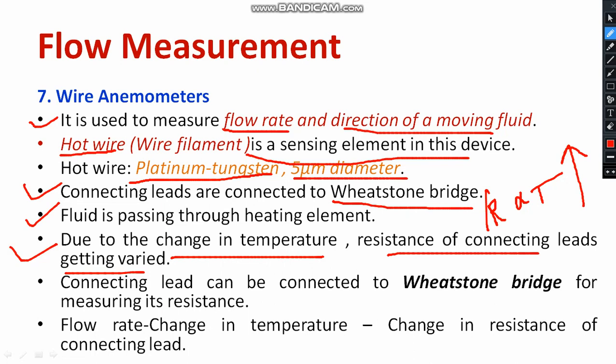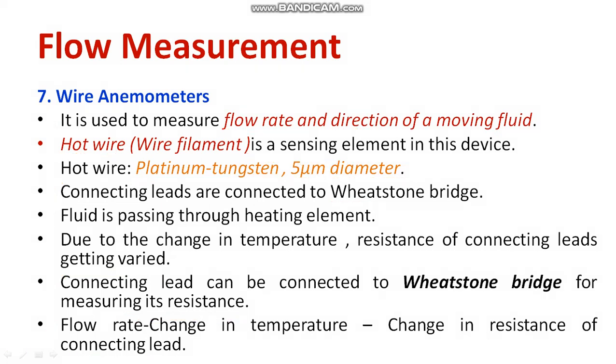Then the connecting lead can be connected to the Wheatstone bridge for measuring the resistance. That's a key principle. With the flow rate, a change in temperature causes a change in resistance of the connecting lead. That is exactly what happens in the case of a wire anemometer.